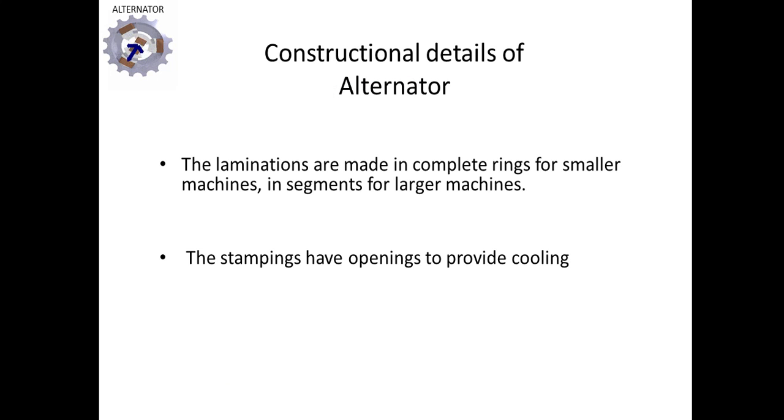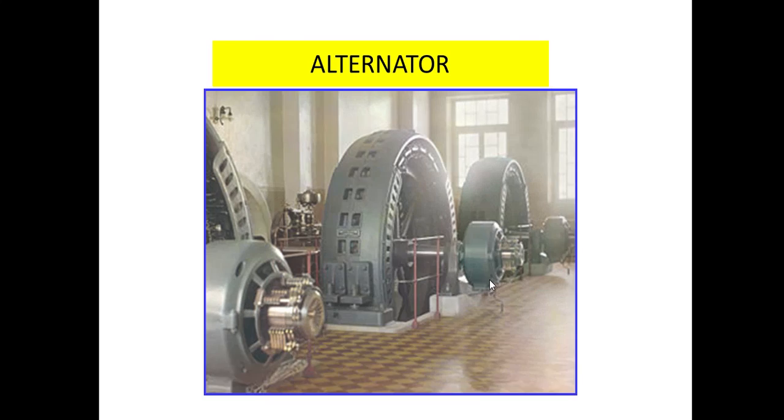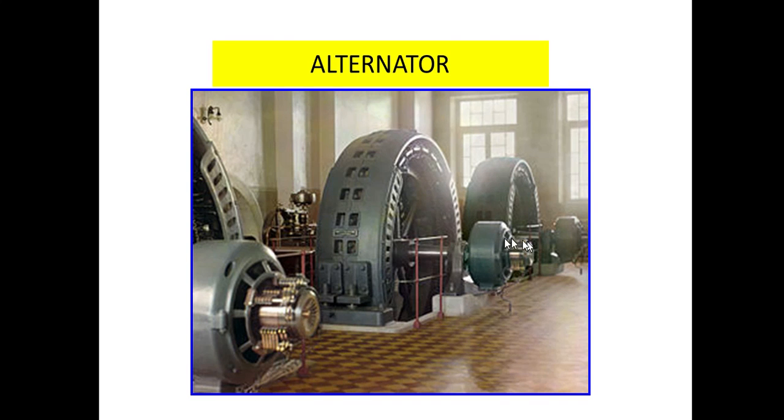As for construction features, the laminations are made of complete rings for smaller machines and in segments for larger machines. The stampings have openings, providing cooling. Here the alternator has a DC shunt or compound generator for the excitation of the rotor. This is the excitation of the alternator. The DC generator gives the DC excitation to the rotor of the alternator.